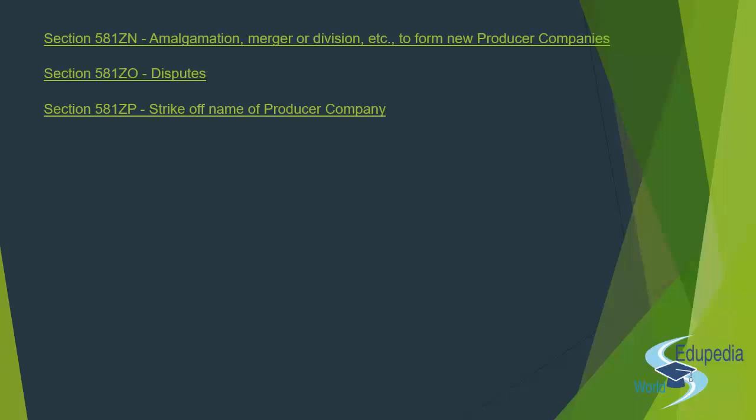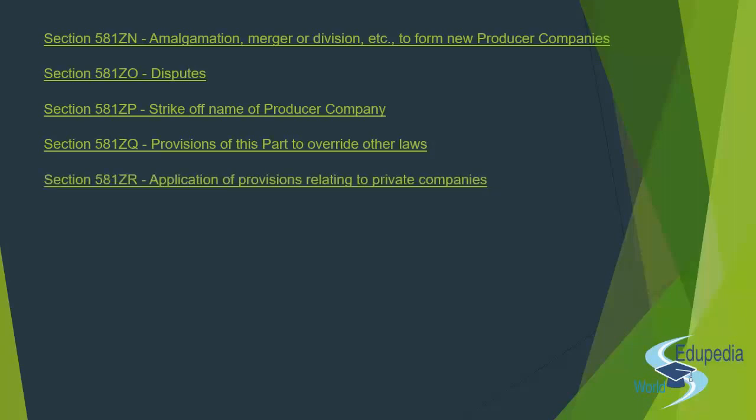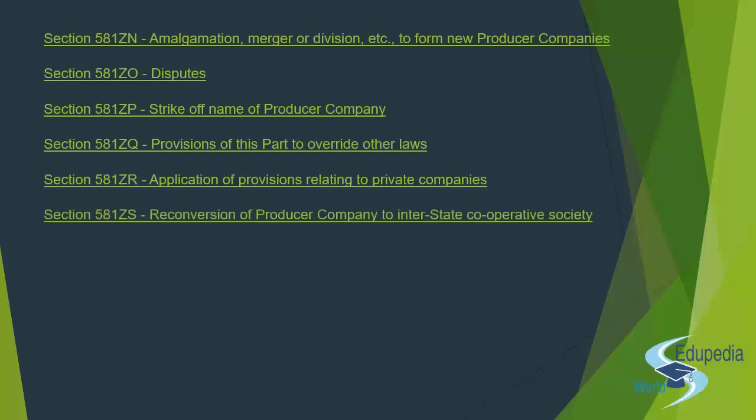Then you have just 4 more sections remaining. Section 581ZQ, the provision of this part to override other laws. What I mean by overriding other laws is that you have to follow the provisions of section 581ZQ along with the other provisions of the Companies Act. But if at any point of time any section contradicts with this part, then this part will have an overriding advantage over that, right? You'll have to go ahead with this part instead of the other provisions of the Companies Act. Then you have section 581ZR, application of provision related to the private companies.